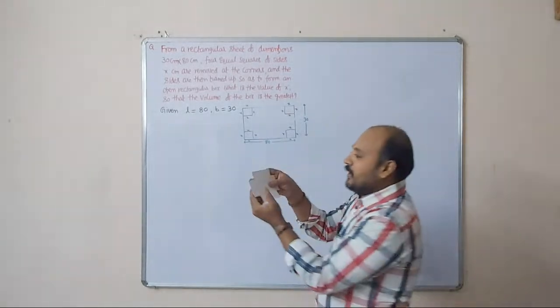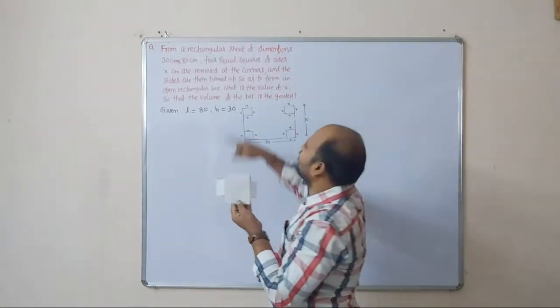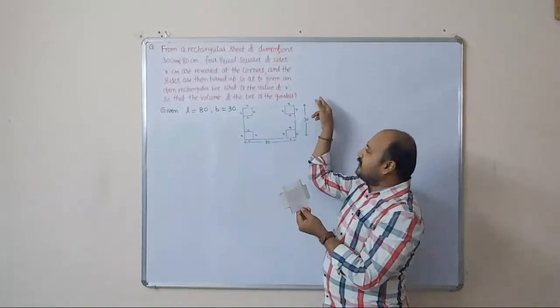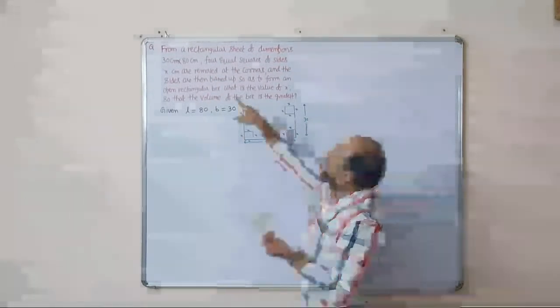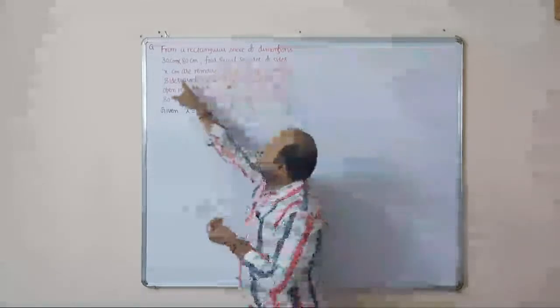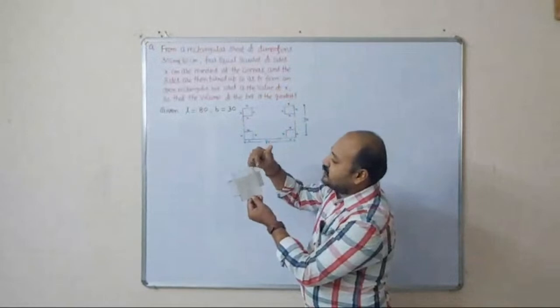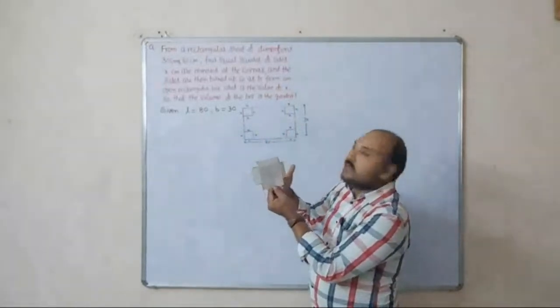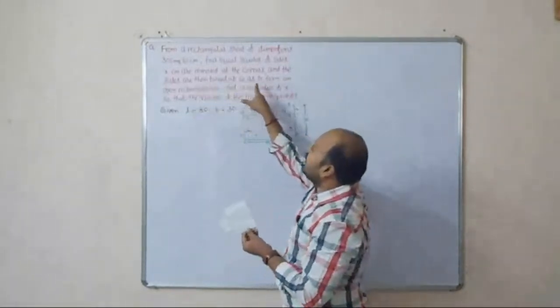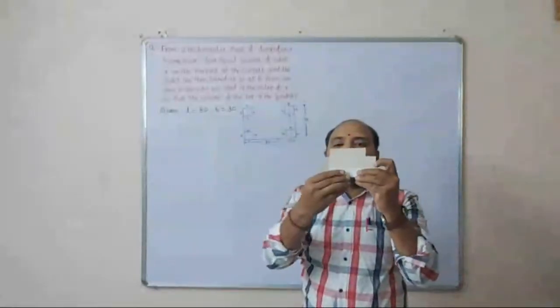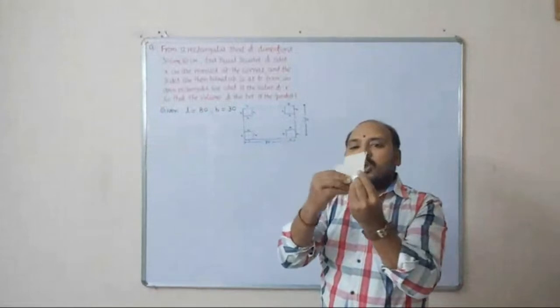So according to the question, I hope everyone understands. From a rectangular sheet of dimensions 30 cross 80, with length 80 and breadth 30, 4 equal squares of sides x centimeters are removed from the corners. Then the sides are turned up. You just have to fold it like this.